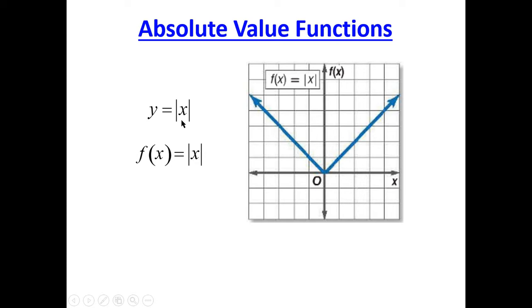If I have a number like negative 3, when you take the absolute value of it, you also get positive 3. That's because negative 3 is 3 units away from 0, but on the other side of 0.